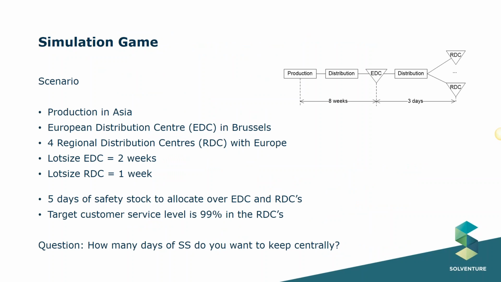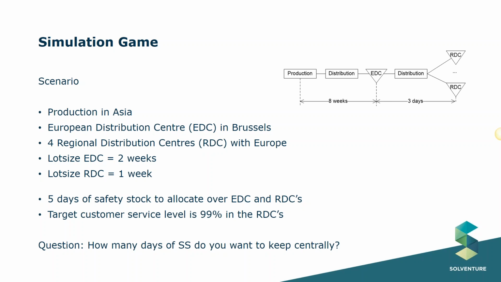Now we will dig a little deeper into safety stock. I typically use this simulation. Let's assume the following. We have a production in Asia and we have a European distribution center in Brussels, which is relatively central in Europe. I could have a central distribution center somewhere in the US, and I have 4 regional distribution centers.